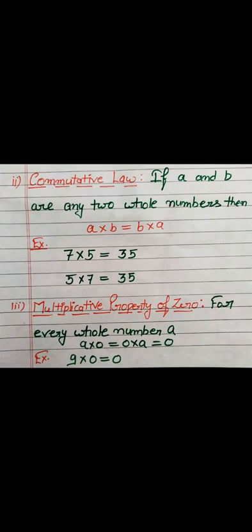Now next is the multiplicative property of 0. This property you know very well. If we multiply any number by 0, or 0 by any number, we get 0. Now next is the multiplicative property of 1. This property you also know. If we multiply any number by 1, or 1 by any number, we get the same number. Like if we multiply 8 and 1, we will get 8, and if we multiply 1 and 8, we will get 8.